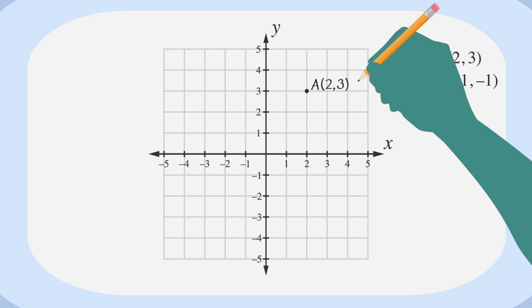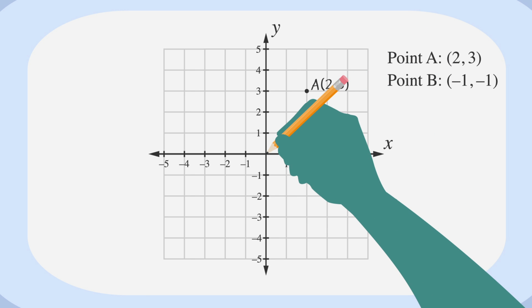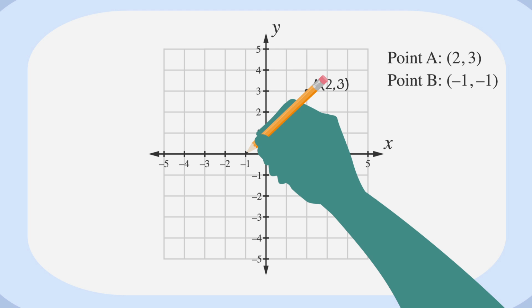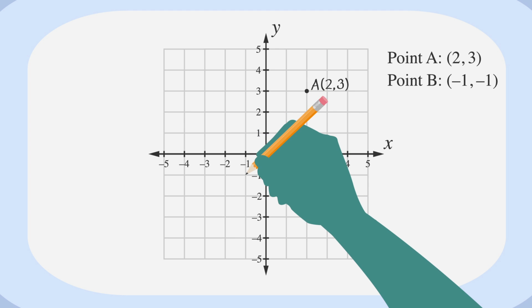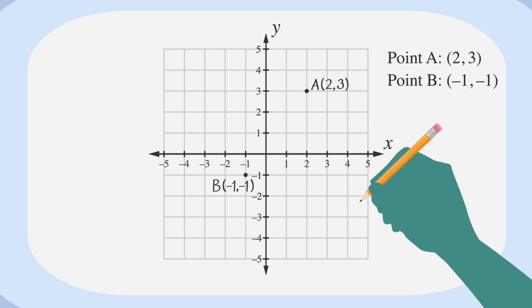To plot point B, go back and start at the origin again. For -1 on the x-axis, move your pencil 1 space to the left. Then, for -1 on the y-axis, move 1 space down. You're now at the point (-1, -1). Label that point as B.